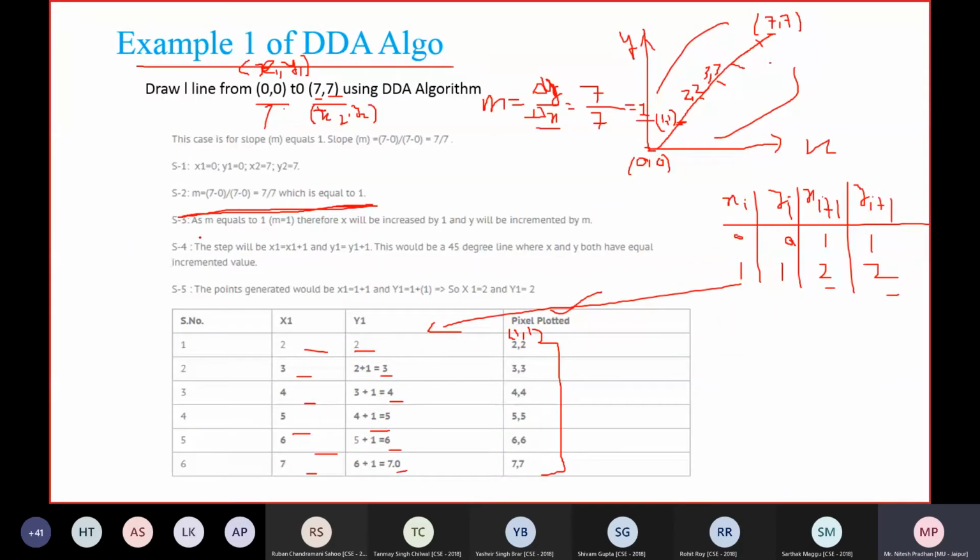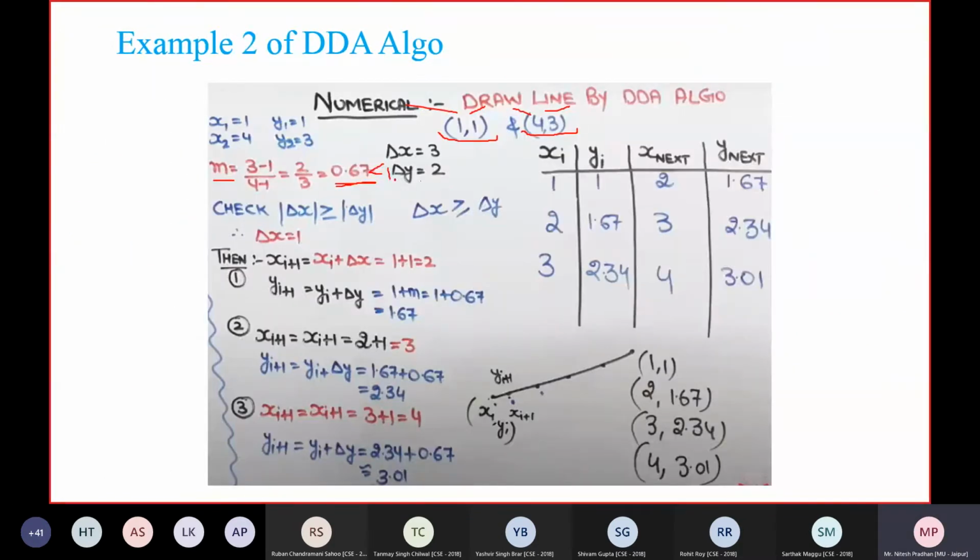Okay, remember it. Yes, so see, once we have slope less than 1, we have to check delta x and delta y. So definitely delta x is greater than or equal to 1. So we have to increase x by 1 and y by m. Okay, please remember it. So देखिए यहाँ पे देखिए इधर आ जाइए directly.